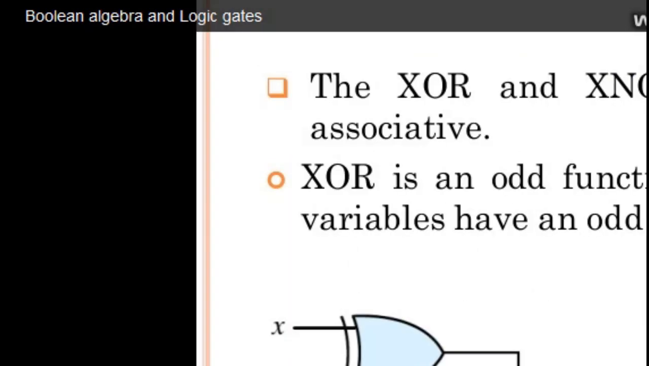XNOR is an odd function. It is equal to 1 if the input variables have an odd number of ones. Just go through this table and see the diagram.